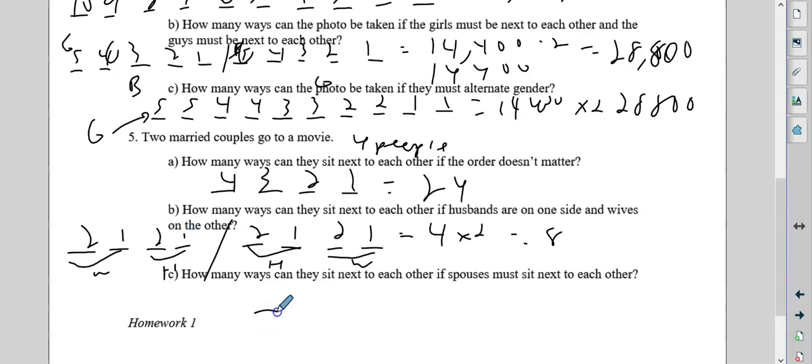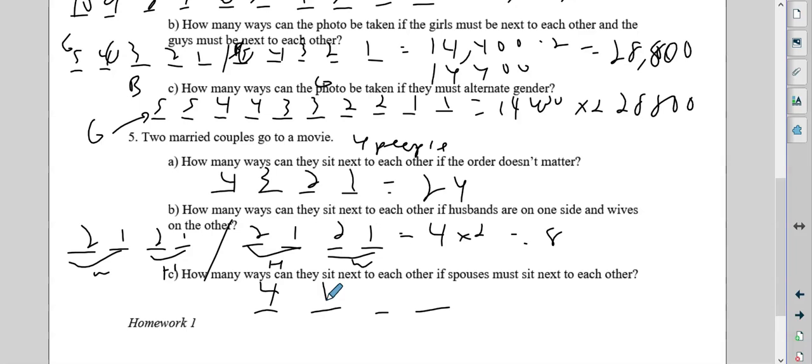Now this next one's kind of tricky. How many ways can they sit next to each other if spouses must sit next to each other? So there's 4 people, so that's obvious. 4. The next number is kind of tricky because you can kind of reason your way through it. But if you think about it, if spouses must sit next to each other, this person's spouse has to sit there, so there's really no choice. Whoever sits first, the spouse has to be there, so that's 1.